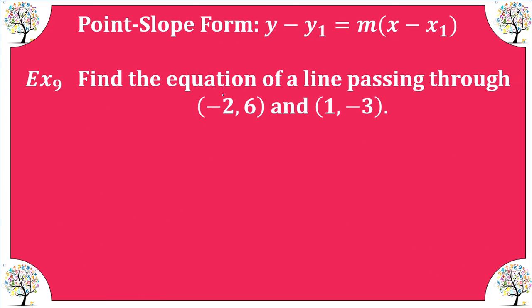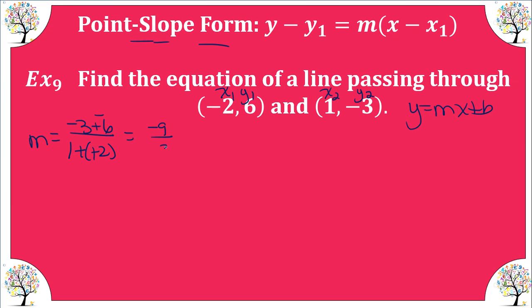Let's do a couple more. We have 2 points that this line passes through. We don't know the slope, and we don't know the y-intercept. We're going to use point-slope, this form right here, and then we'll convert it to slope-intercept form. So finding slope is the first thing we'll do. -3 minus 6 over 1 minus -2. I get -9 over 3, and that gives me -3 for my slope.